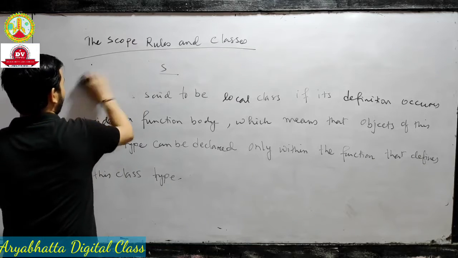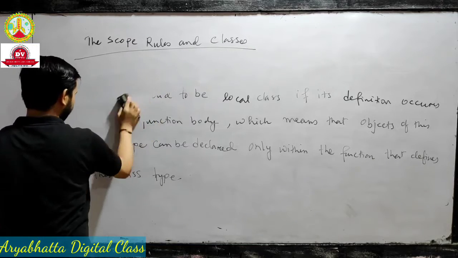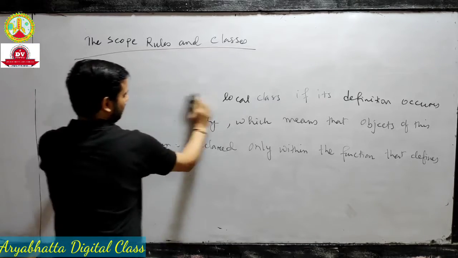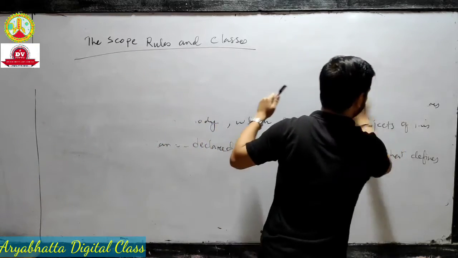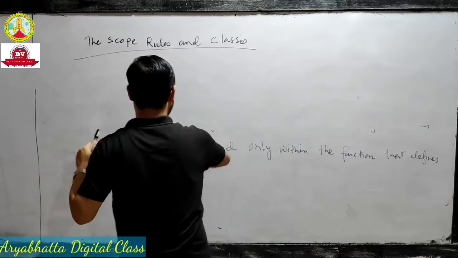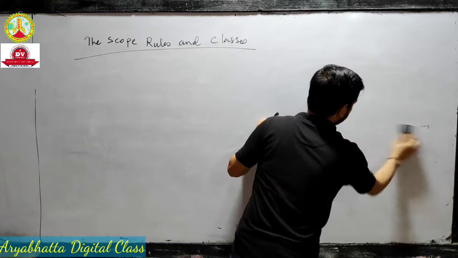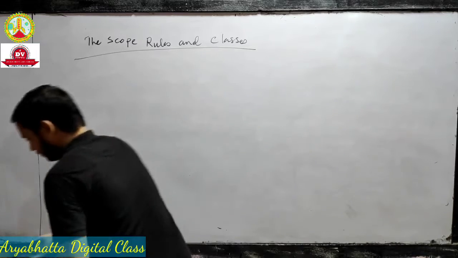Next is global object and local object. Example is available in your book, you just read the example. The example is not necessary here. I will just note down the important part, the definition part.